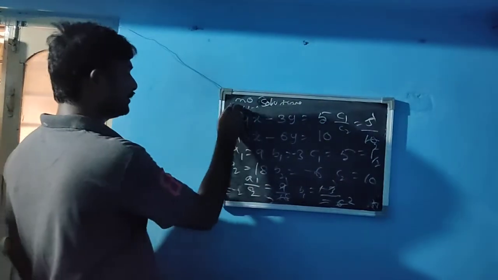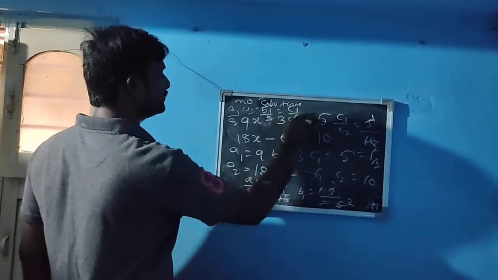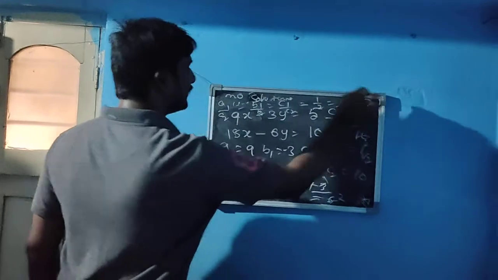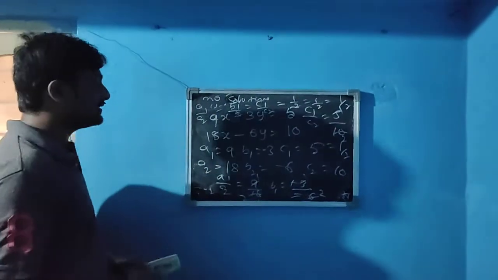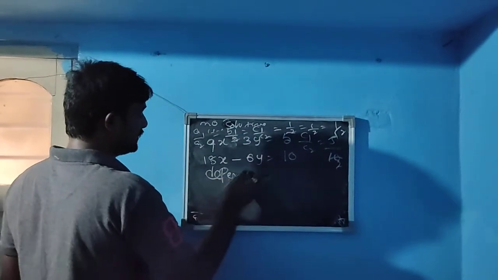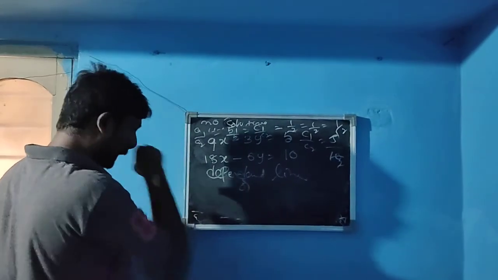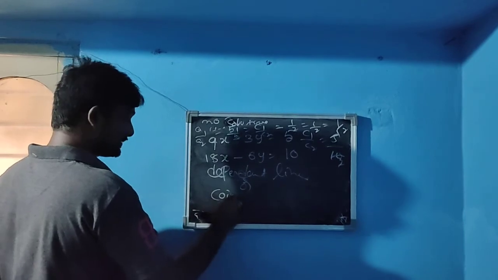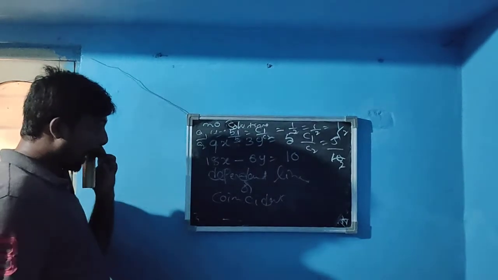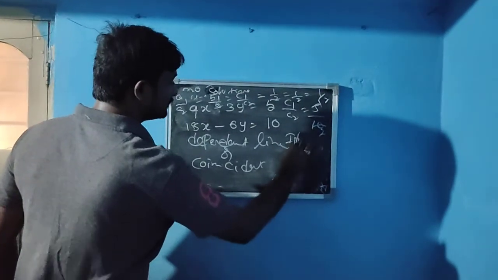a1 by a2 is equal to b1 by b2 is equal to c1 by c2. a1 by a2 value is 1 by 2, b1 by b2 value is 1 by 2, c1 by c2 is 1 by 2. All same. That's why these lines are called dependent lines. One more name? Coincident lines. So how many solutions do they have? Infinitely many solutions.